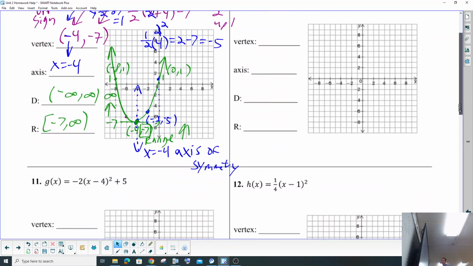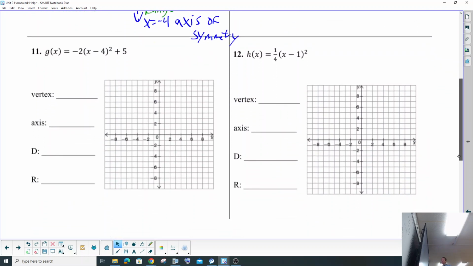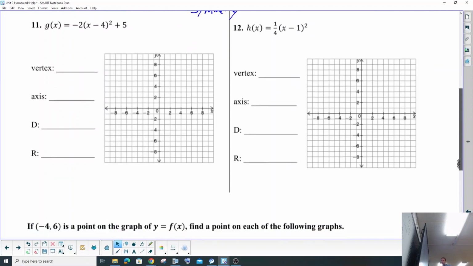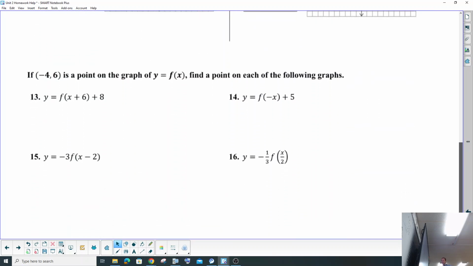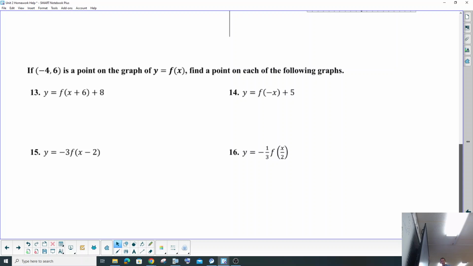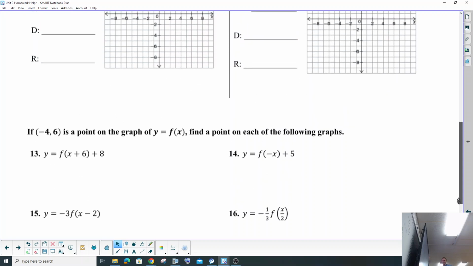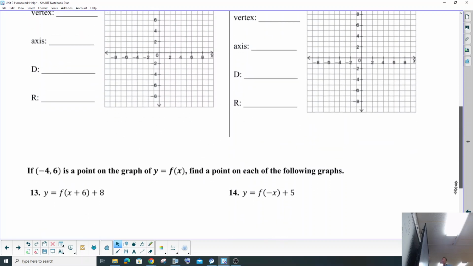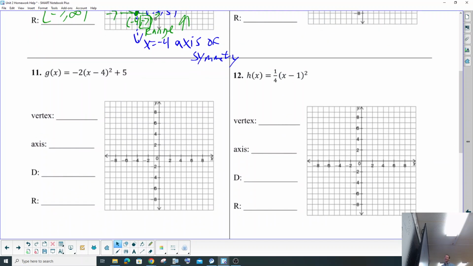So there's number 9. Check your answer there. For number 11, try it on your own. Let's get to some of these now, because these ones are tricky. Not too bad once you get the hang of it, actually. So it's just taking a graph. Try number 11 on your own. Pause me.